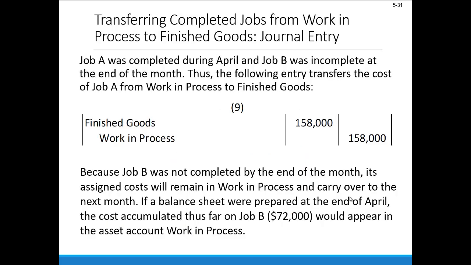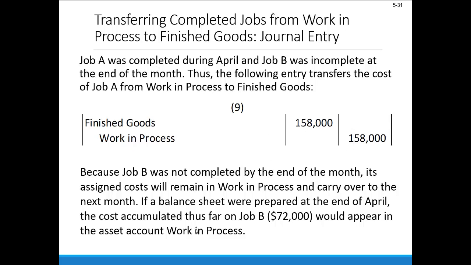Okay, now let's assume that job A was completed during April, as we said earlier, and job B was incomplete at the end of the month. So we need the following entry here to indicate that job A was in fact completed during this period. We'd have finished goods debited for $158,000, the total cost of job A, and a credit to work in process for the same amount. Again, here's our mirroring of the flow of costs and the flow of goods. As job A was finished, we want to move it, along with its costs, from work in process to finished goods. It's done and ready to sell.